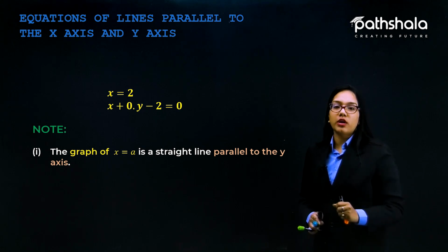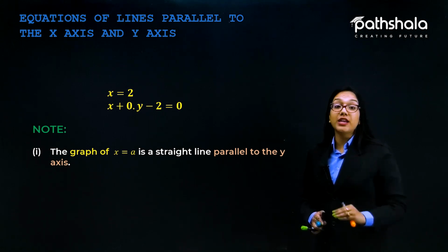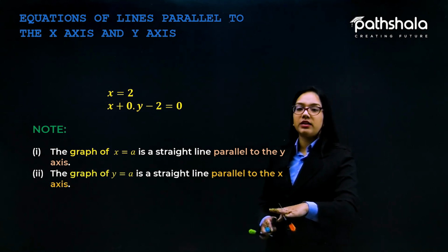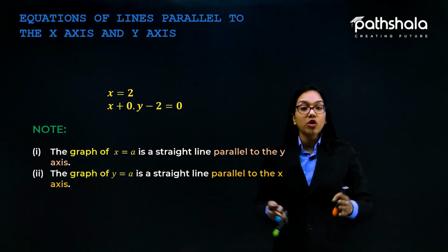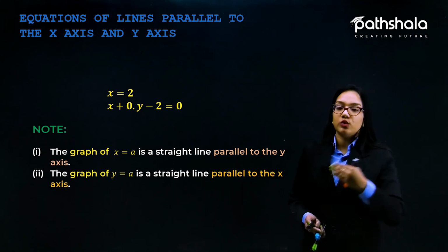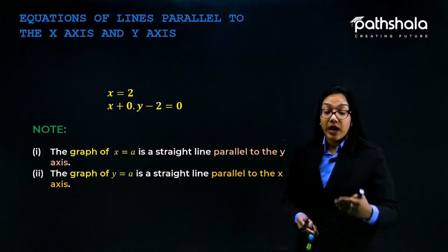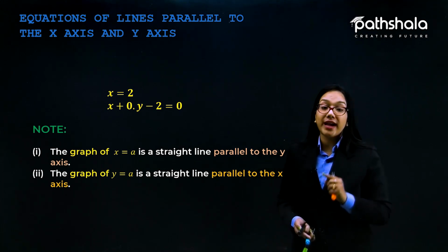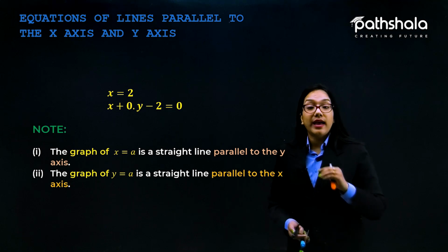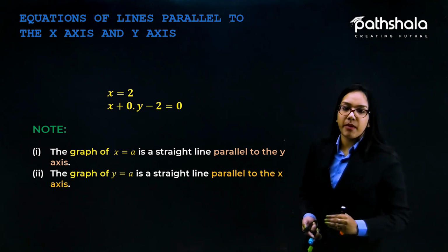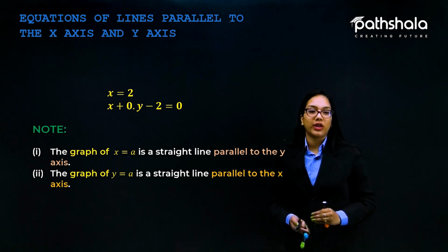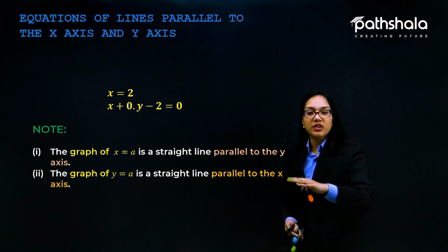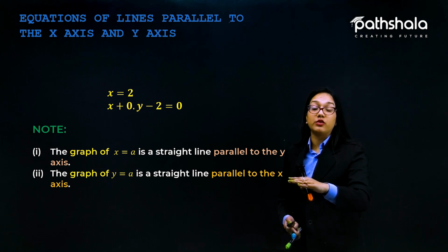Similarly, if I'm talking about the graph of y is equal to a type, let us suppose I'm taking y is equal to 2. So the graph of y is equal to 2, or y is equal to a, is again a straight line, but it is parallel to the x-axis. So always remember, the graph of x is equal to a is always parallel to the y-axis, and the graph of y is equal to a is a straight line which is always parallel to the x-axis.